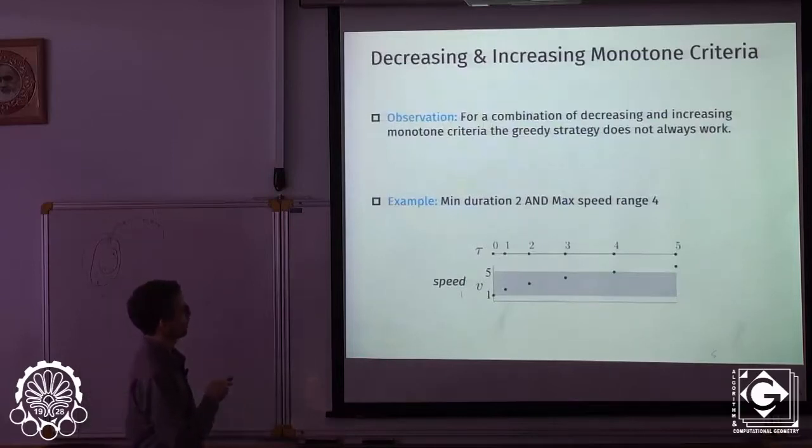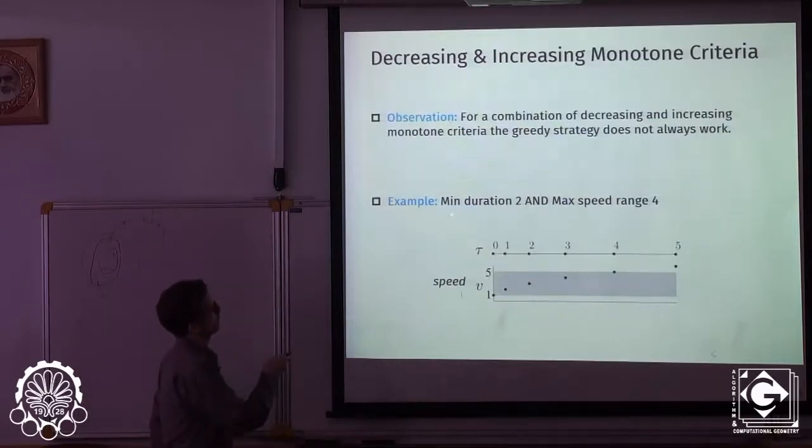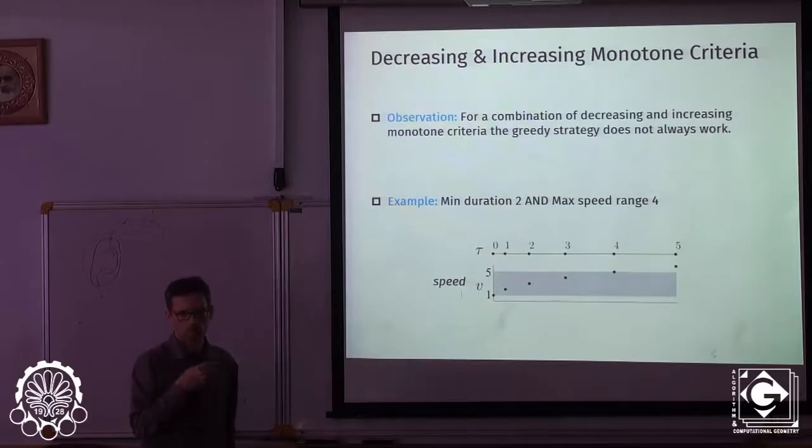I have a small example here. If you simply say, okay, every segment should have at least two of my data points, or three, if it's duration two, three data points. But the speed range should be at most four. Then a greedy strategy would include everything up to here, and then be not able to compute a valid segmentation of the rest, because everything should have duration at least two. But instead, I can get a valid segmentation by stopping early here and then taking the rest over there. So here, a greedy strategy no longer works.